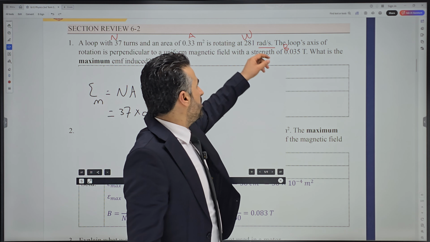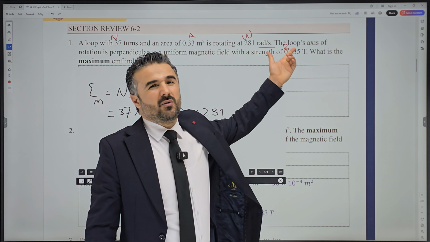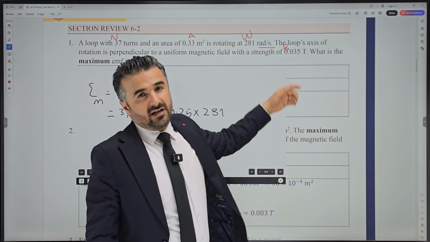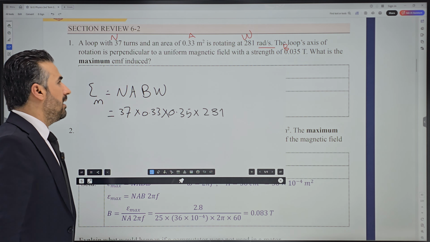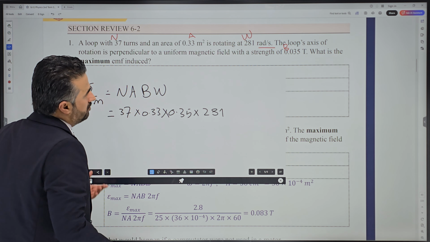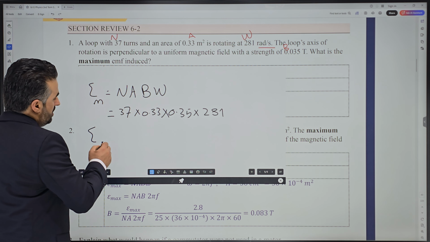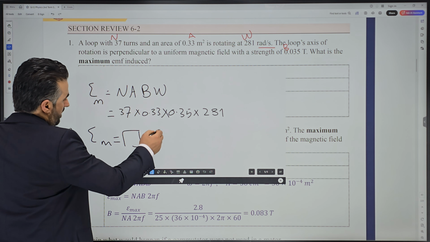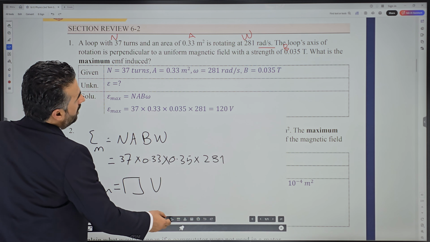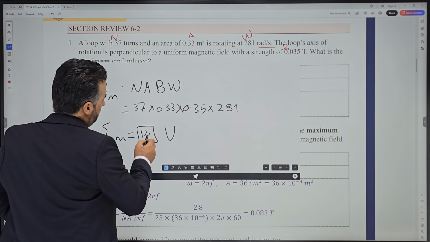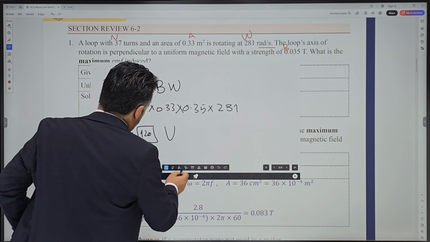What if this was not in radian per second? What if it was degrees per second? Then you should have changed that to radian per second and then used the number. Now all you have to do is just do the math and you can find the answer. It's going to be this much volt, 120 volt. I think it's pretty simple.